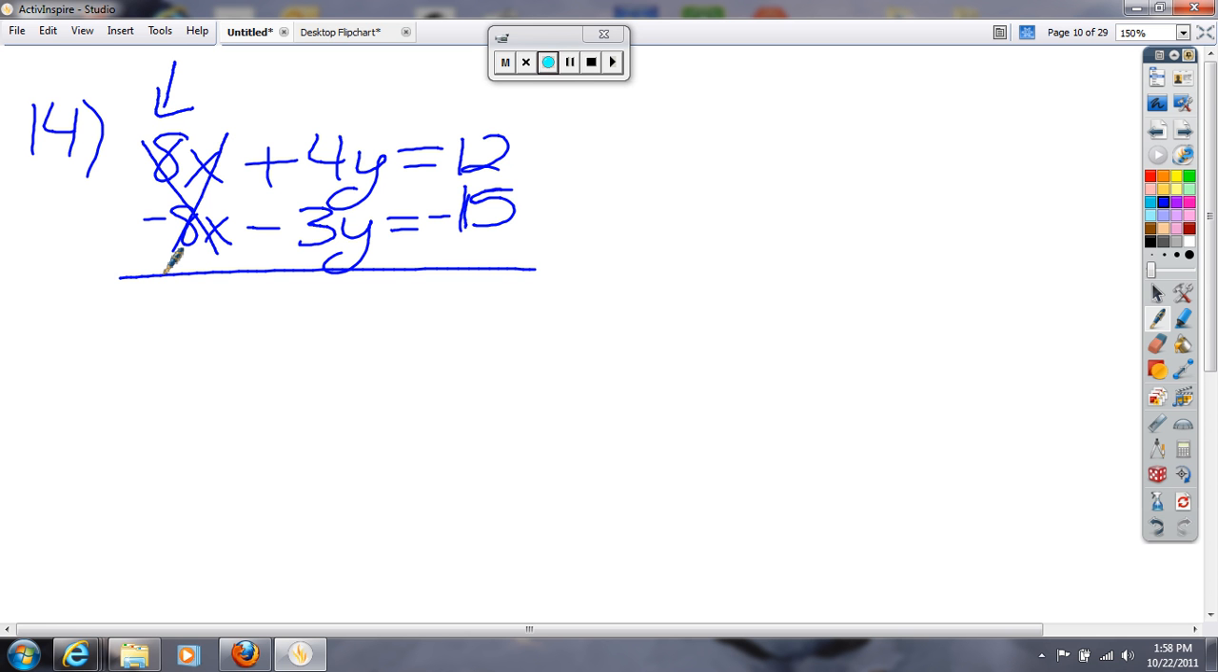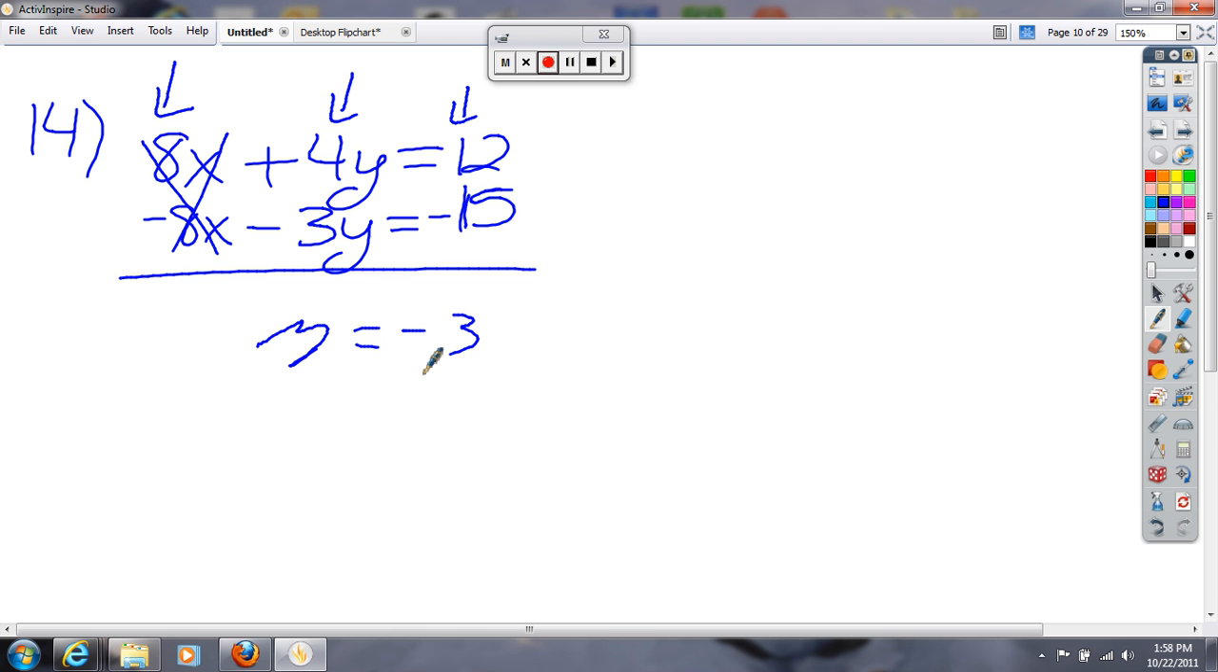The 8x's cancel. 4y minus 3y, here, 4y take away 3y is 1y, and 12 take away 15 is a negative 3. I know my y value. Now I'm going to go ahead and put it in the top one.